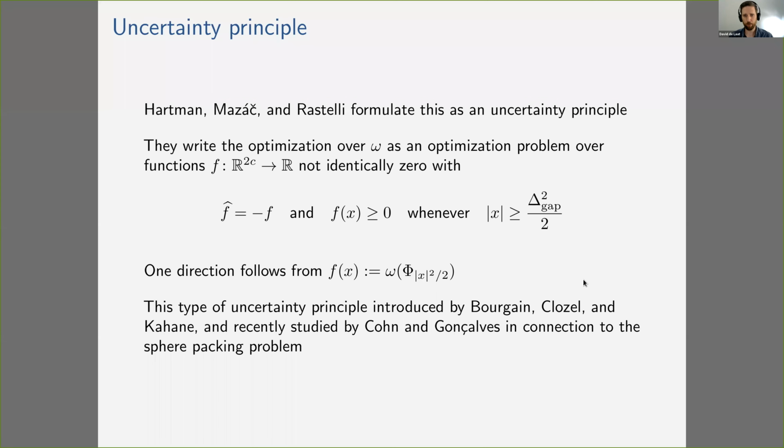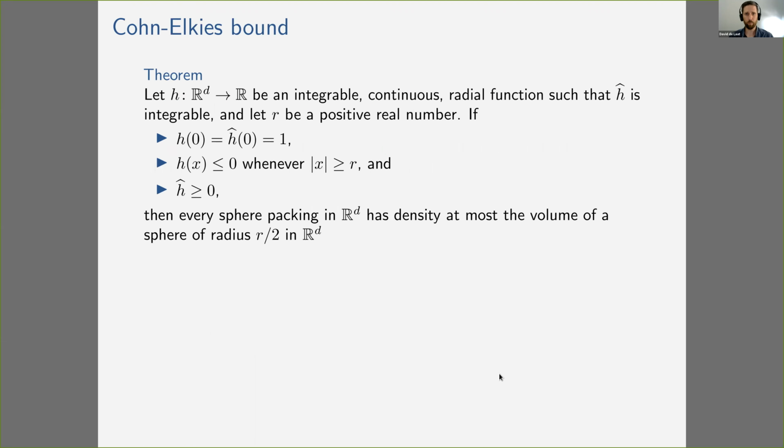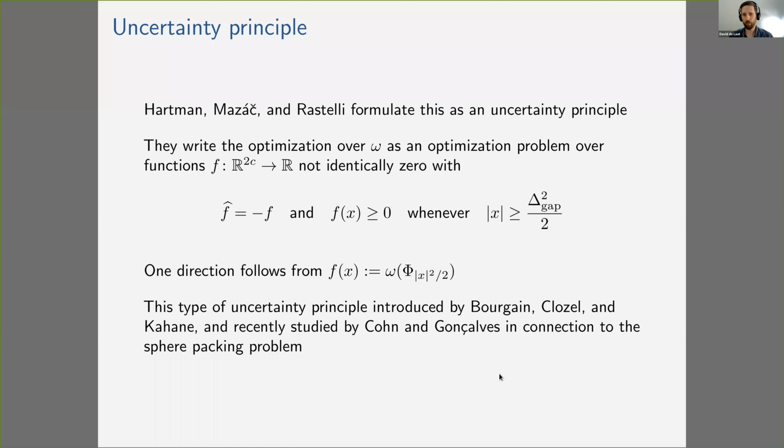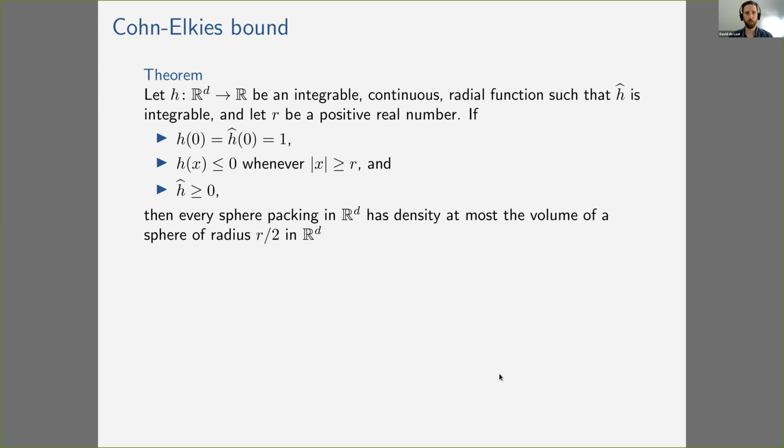This type of uncertainty principle was introduced by Bergen, Klosel, and Kahan, and also recently studied by Cohn and Gonçalves in connection to the sphere packing problem. But now we're not yet at the linear programming bound for sphere packing as it is usually stated. So let me show you the final step also.